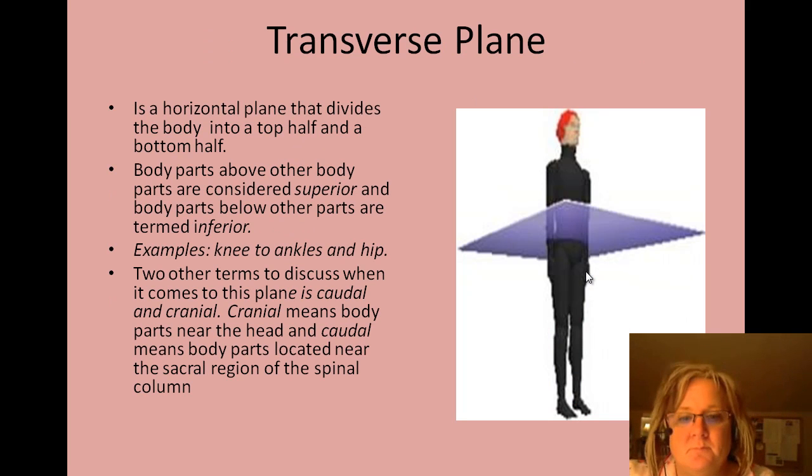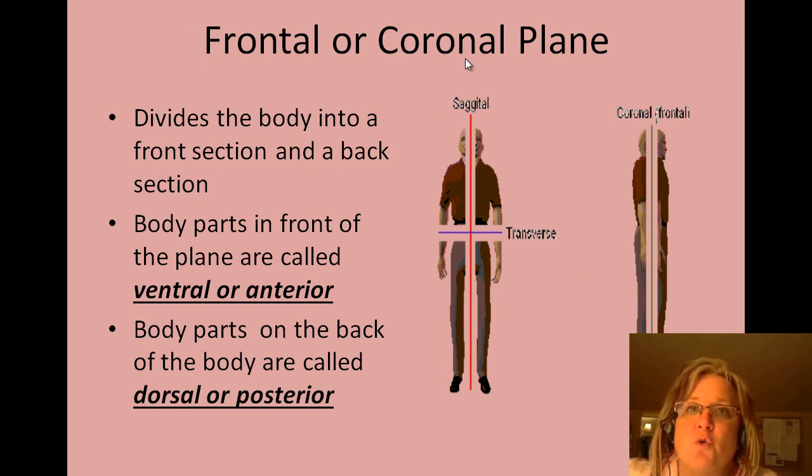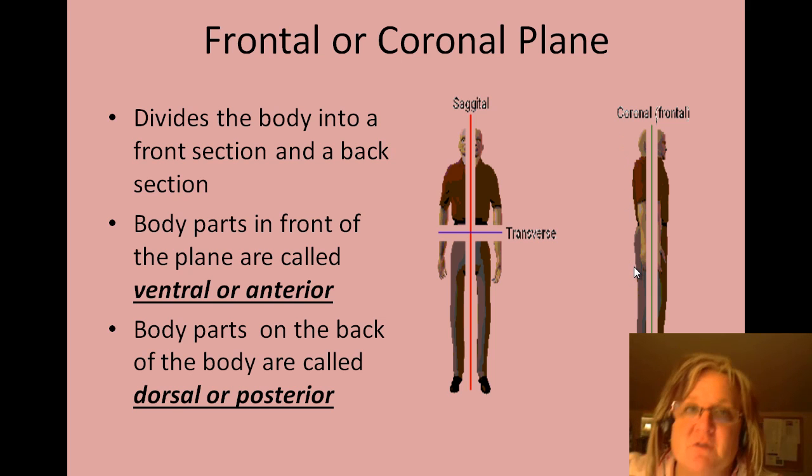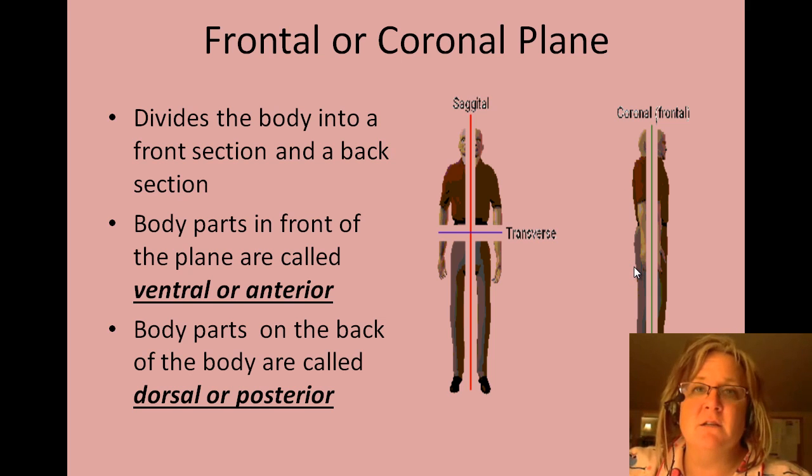Okay. We have the frontal or the coronal plane. Frontal divides the body into a front section and a back section. So this would be this plane. Do you see? Here's the front side of the person, here's the back side of the person, and that's what it does. Okay. Body parts in the front of the plane are called ventral or anterior. These are ventral or anterior. Body parts on the back side are called posterior, or dorsal. And you can think of dorsal as being on a fin, like a dorsal fin on a dolphin. Okay.